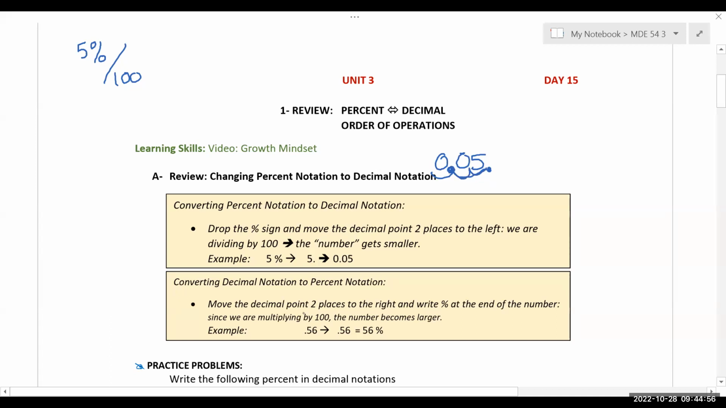And then if you're converting decimal to percent, it's the other way. You're multiplying it by 100, or you're taking your decimal and moving it to make it bigger. So if you have a decimal, you can multiply it by 100 to get that percent. Or if you have a percent, you can divide it by 100 to get your decimal.